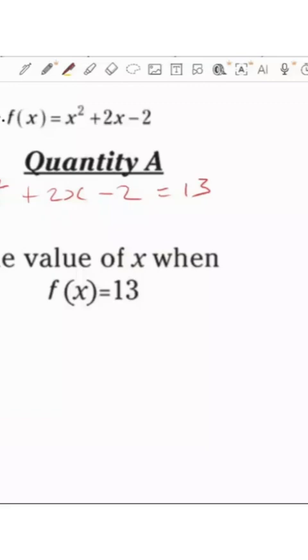Let's collect like terms together and make this a standard quadratic equation, so that s squared plus 2s minus 15 equals 0. What are two numbers we can multiply to get minus 15 and add to get plus 2? 1 and 15, no. 3 and 5, yes.